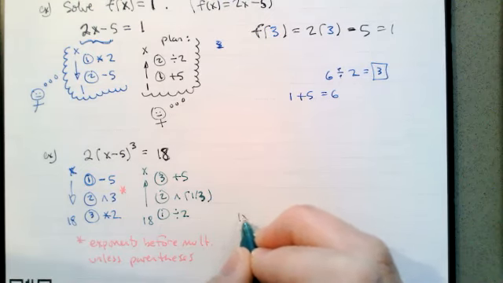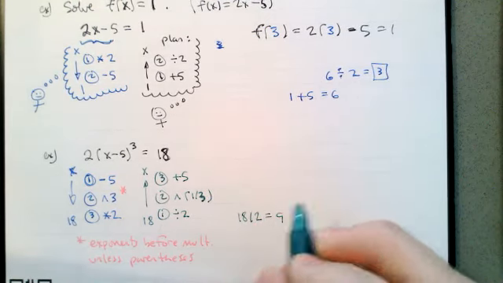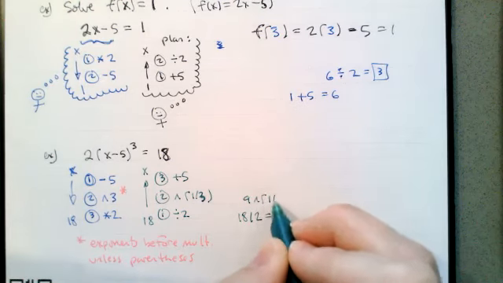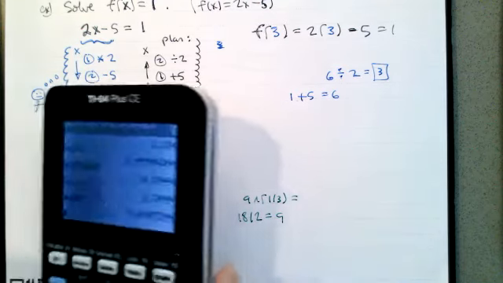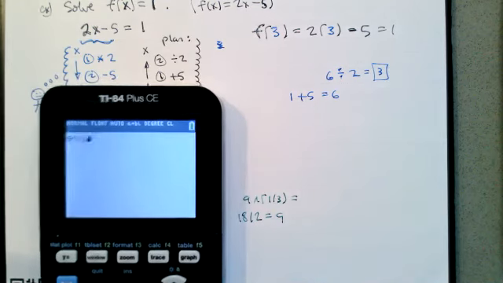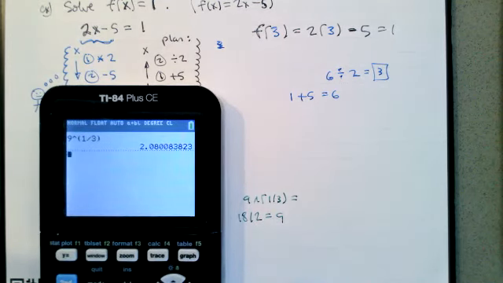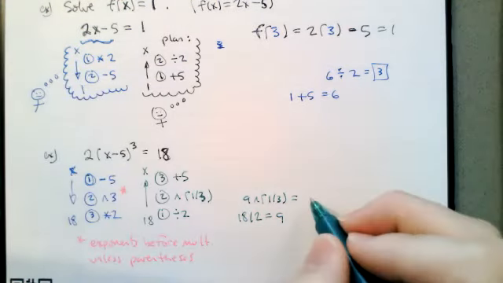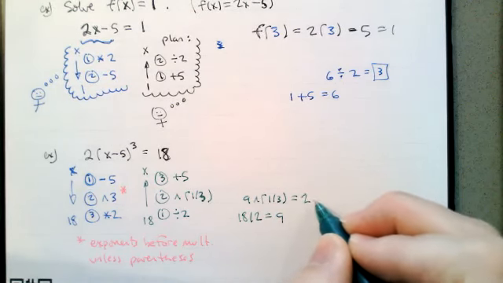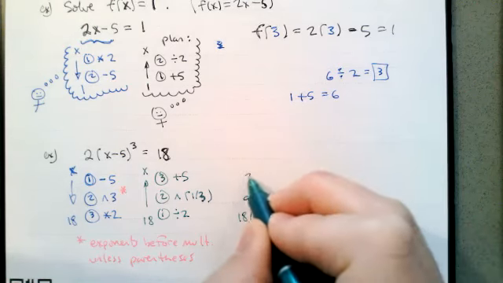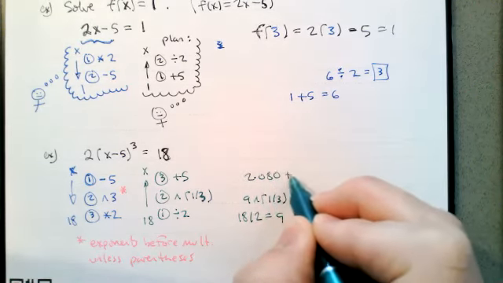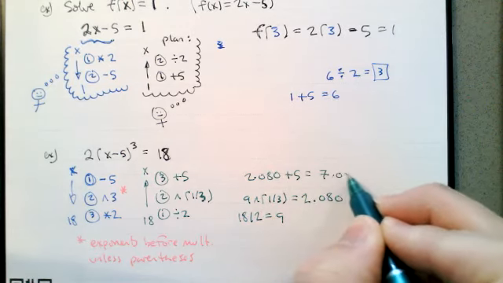So I'll start off with 18 and divide by 2, and that's 9. And then I'll do 9 to the 1/3 power, which I'll need a calculator for, because I don't know the cube root of 9 off the top of my head. That's 2.080083823. That goes on too long. Remember, this is not stuff we're writing down. This is stuff that's happening on our calculator. And then we'll take the 2.080 and add 5 and get 7.080.